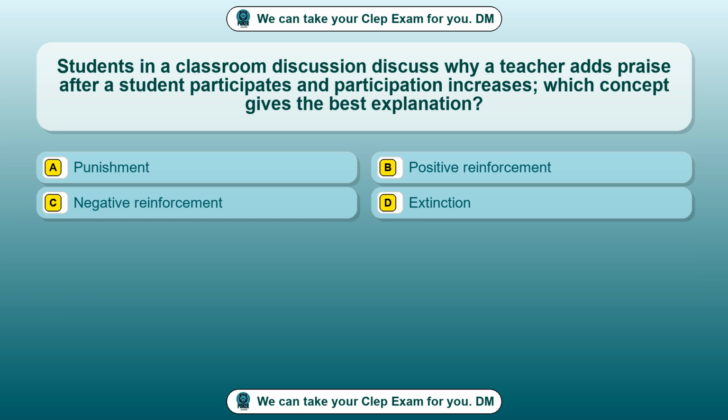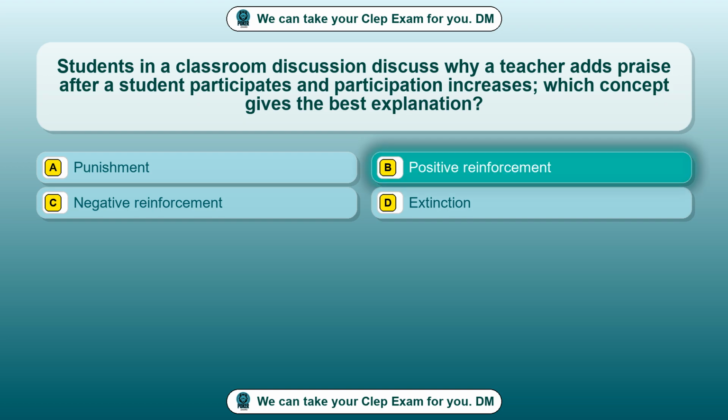Question 2. Students in a classroom discussion discuss why a teacher adds praise after a student participates and participation increases. Which concept gives the best explanation? Option A, punishment. Option B, positive reinforcement. Option C, negative reinforcement. Option D, extinction. The correct answer is option B.